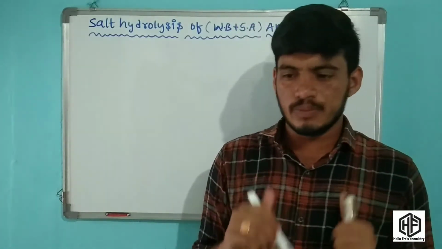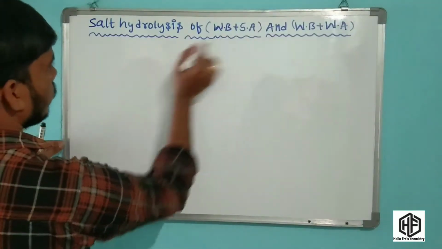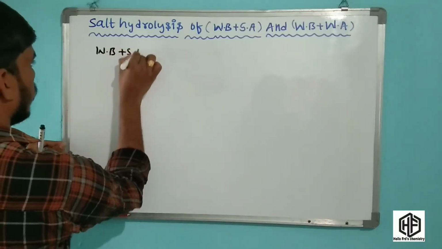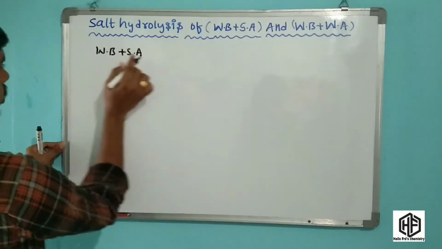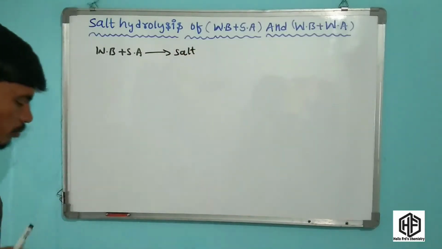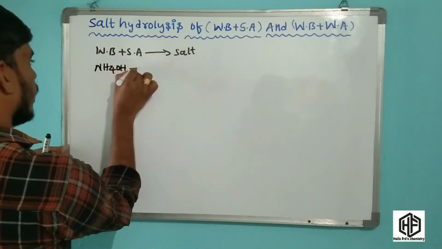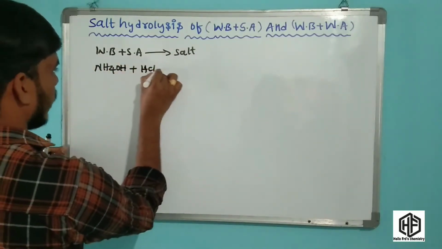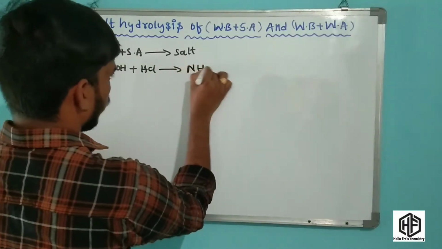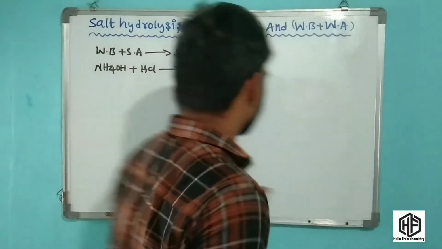Let's start this section, see this board. Friends, in this video I am going to talk about weak base plus strong acid, which gives salt. What is an example of a weak base? An example of a weak base is NH4OH, and the strong acid is HCl, which gives the salt NH4Cl. NH4Cl is a salt.